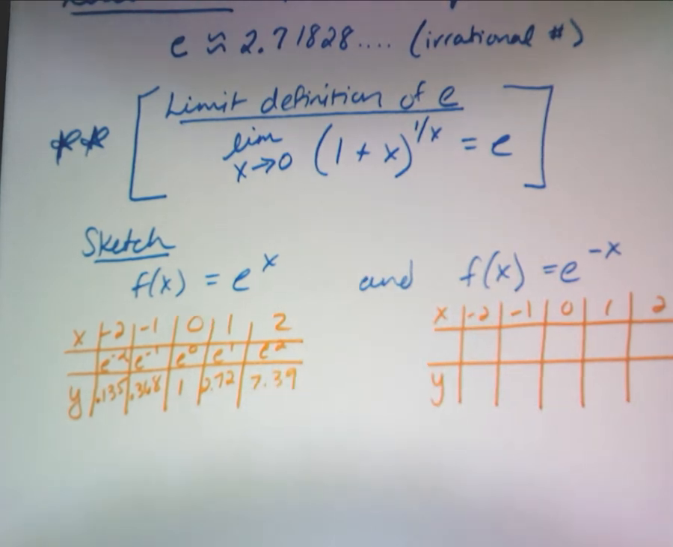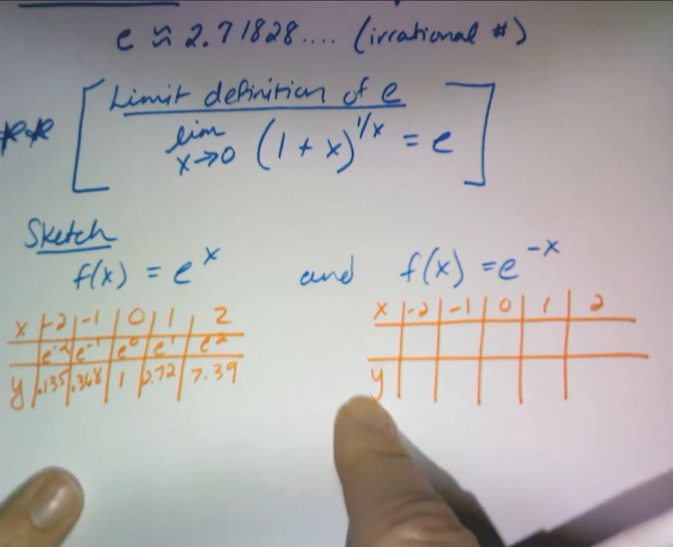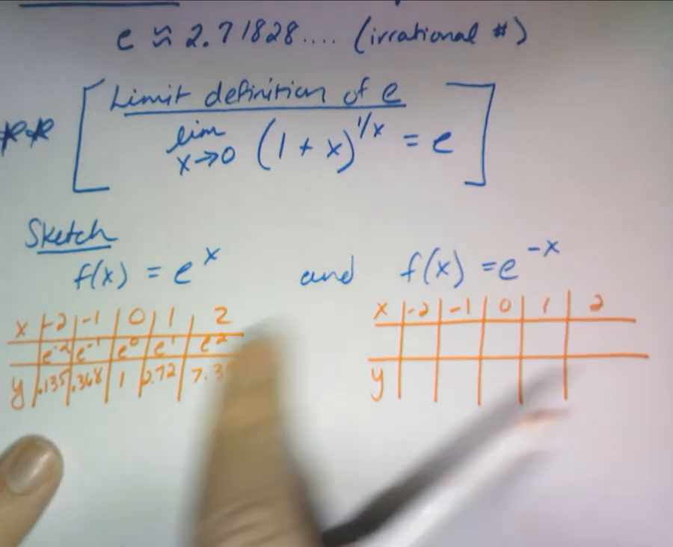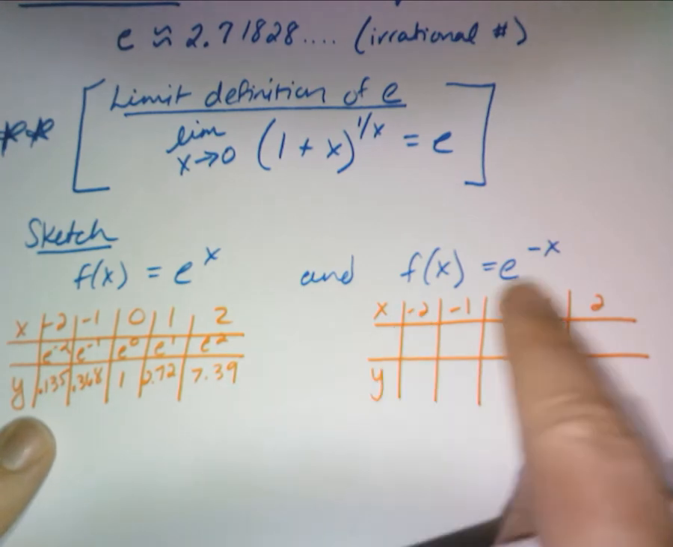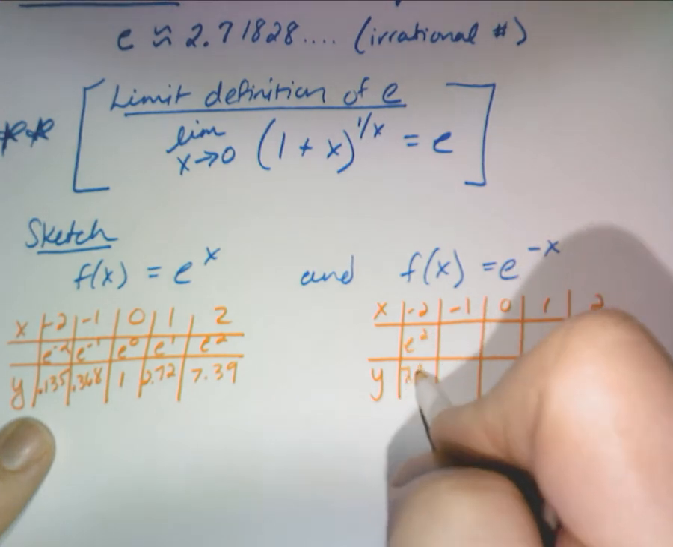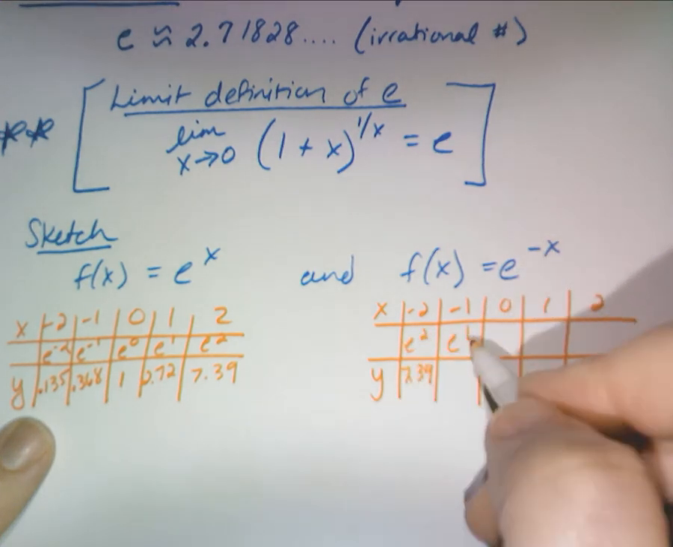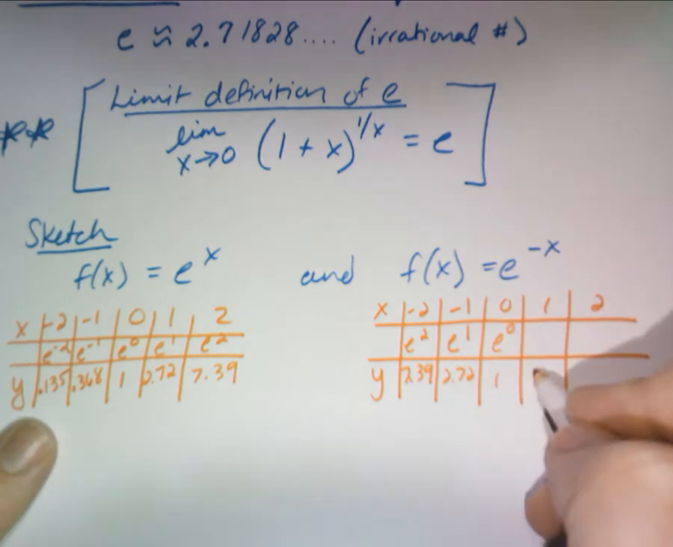What would happen to this chart over here? What would be the only difference now if this is now -x? It's a fraction. It's not negative. It's just flipped. So your -2 plugged in here would actually become e squared, so that would be the 7.39. This would become e to the 1, 2.72. This would still be e to the 0, et cetera, et cetera.